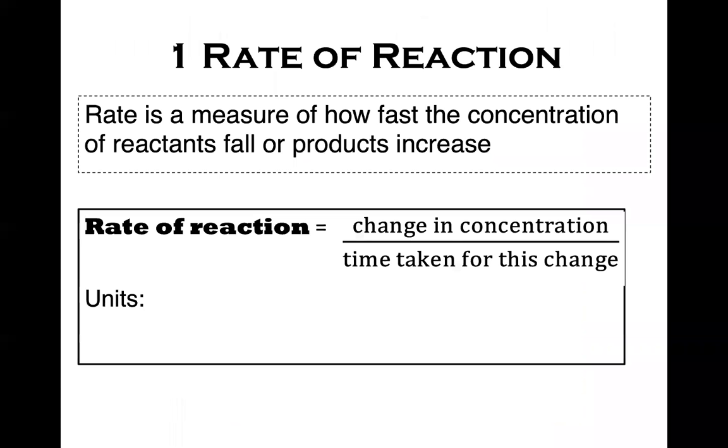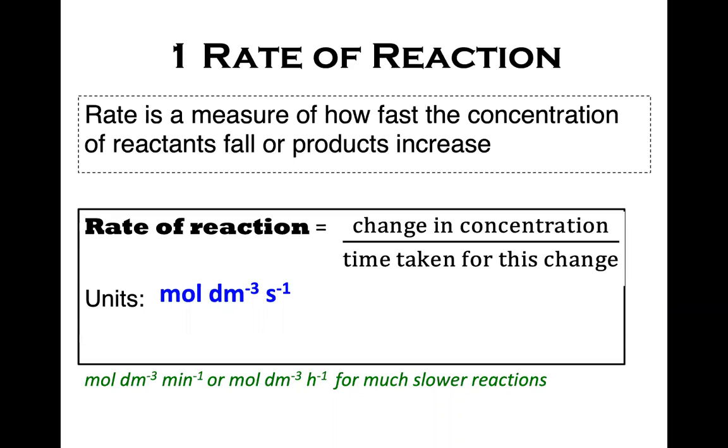Okay. Right. I think we've done this already in class. So the unit for rate of reaction is, if you refer back to the expression, units of concentration is mole per dm cube, and the units for time is seconds. It can be hours, it can be minutes. It all depends on the question. Okay.